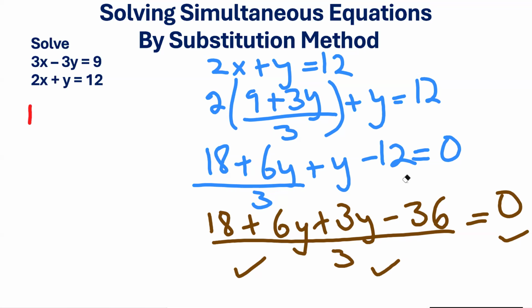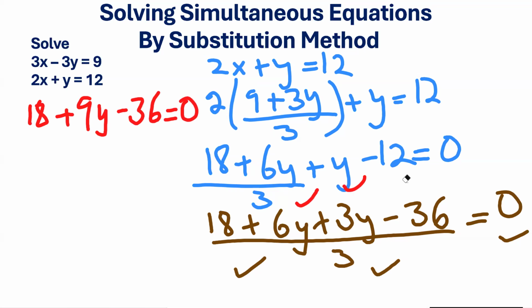So now we got 18 plus 9y. 6y and 3y are like terms. You can add them. It will be 9y, minus 36 equals 0. Now you can add constants also. 18 minus 36, these are the like terms. You will get minus 18. So 9y minus 18 is equal to 0.